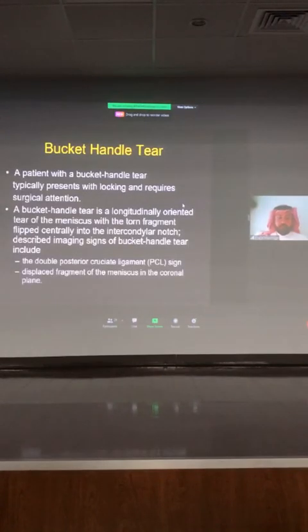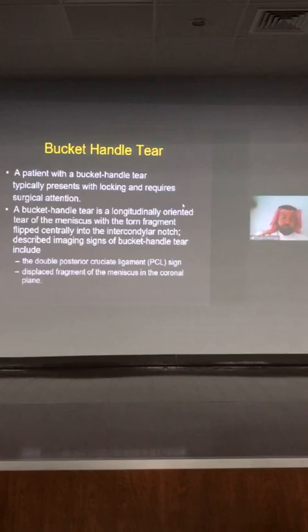I'm going to talk about the bucket handle tear, which is a surgical one and an important one to talk about. It is very important to understand the pathophysiology of bucket handle tear, especially if we have any junior staff amongst us. A patient with a bucket handle tear typically presents with locking and requires surgical attention, and that's why this kind of tear is important. A bucket handle tear is a longitudinally oriented tear of the meniscus with a torn fragment flipped centrally into the intercondylar notch. The associated imaging findings are the famous double PCL sign and the displaced fragment of the meniscus in the coronal plane.